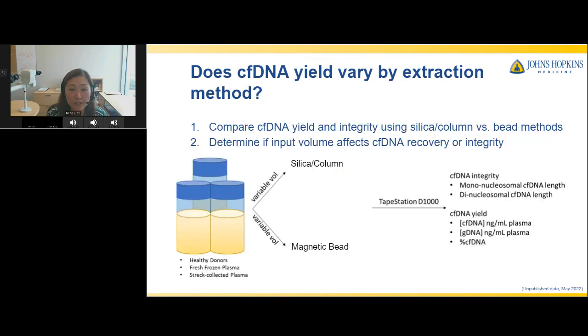We compared, using healthy donor plasma, a silica column-based method against a bead-based method. We wanted to look at both the yield and the integrity and recovery, and whether the input volume affected either of these measurements, because certain studies will say a minimum of 5 ml, certain studies will say a minimum of 7 ml. The metrics we looked at for integrity were the length and number of mononucleosomal and dinucleosomal molecules recovered. And then we also looked at the quantity of cell-free DNA per ml of plasma recovered.